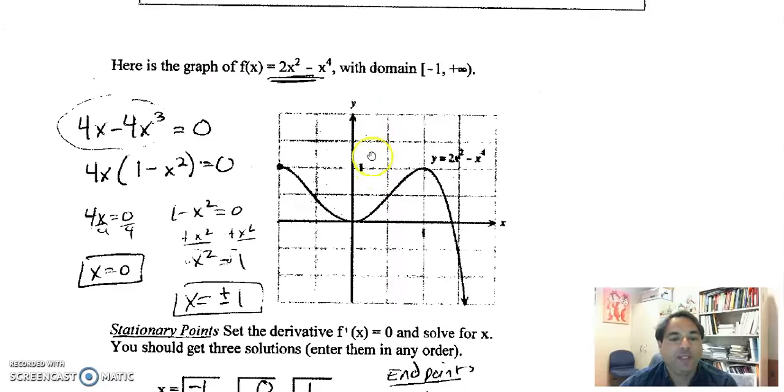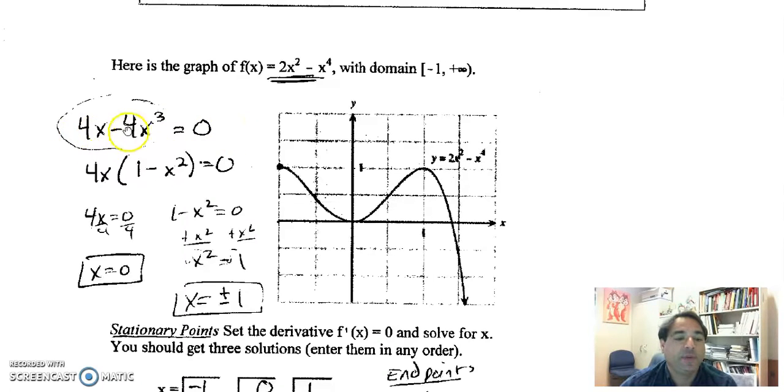So we have an example of the function 2x squared minus x to the 4 with a domain of -1 to infinity. Notice the graph starts high, goes low, goes up again, and then goes down to infinity. So, to find the stationary, we take the derivative. The derivative of 2x squared minus x to the 4 would be 4x minus 4x to the third. We set it equal to 0 and solve. Now you have to remember how to factor.